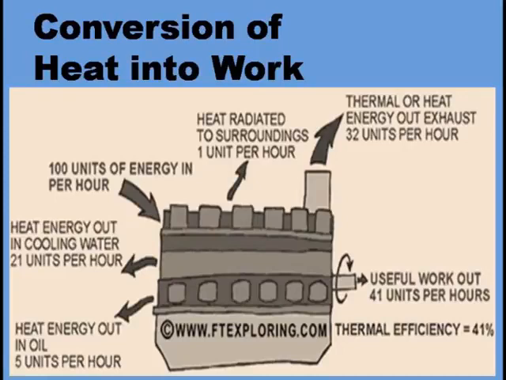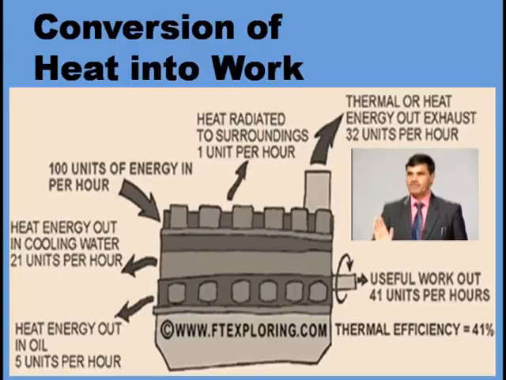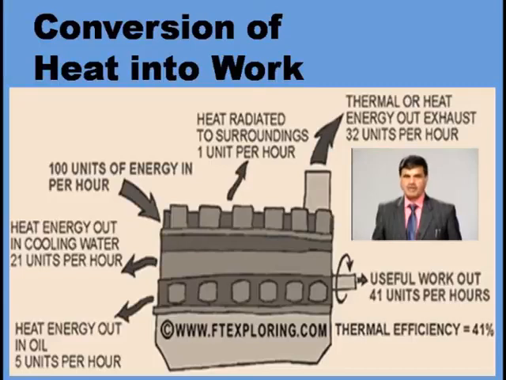So the useful heat available on the shaft of the engine is only 41 units. Out of 100 units which we have supplied, 41 units we are getting on the output shaft. This 41 divided by 100 becomes our thermal efficiency. So the value of thermal efficiency is 41 divided by 100 multiplied by 100 when converting to percentage, so it comes to 41%. The meaning of this is that only 41% of the heat has been utilized for conversion into work.